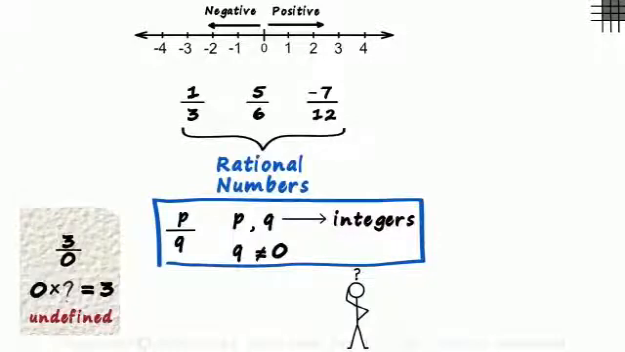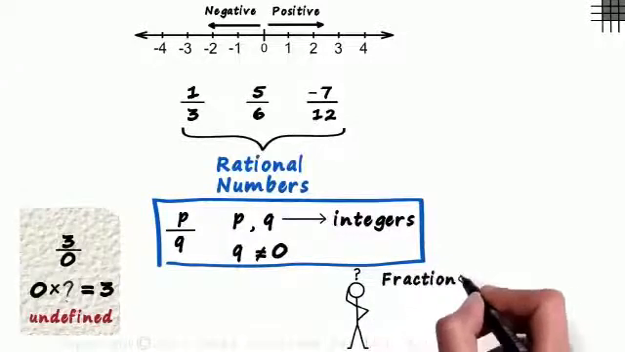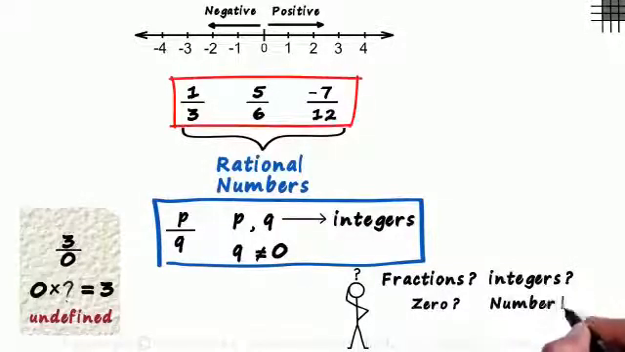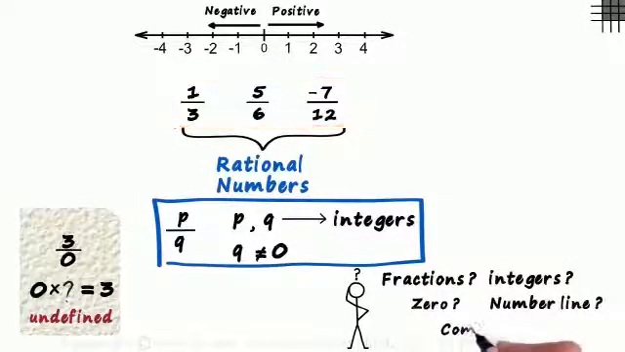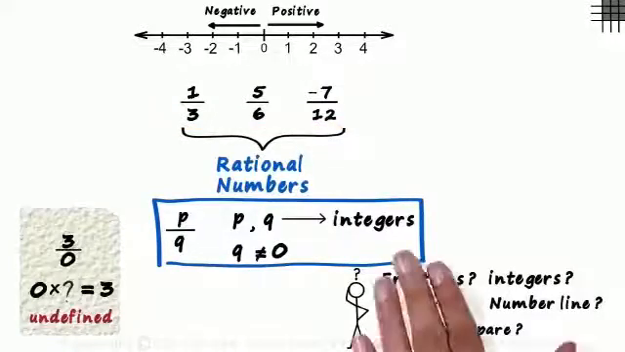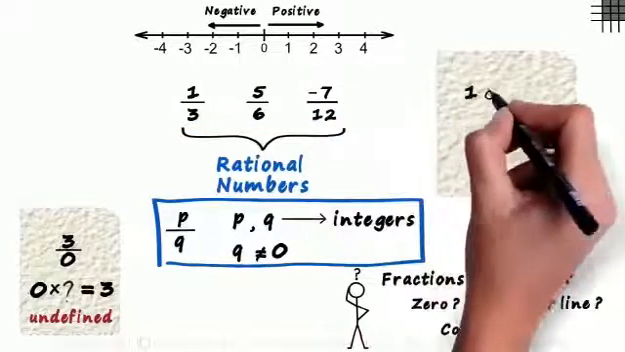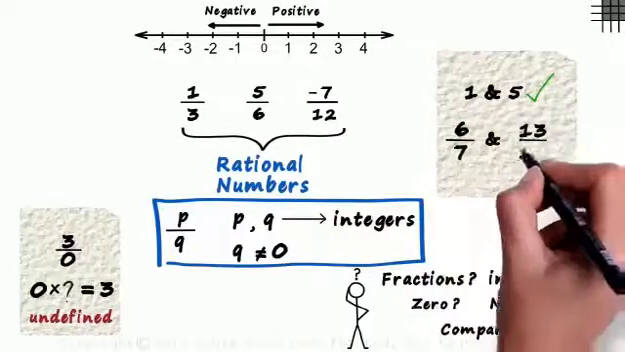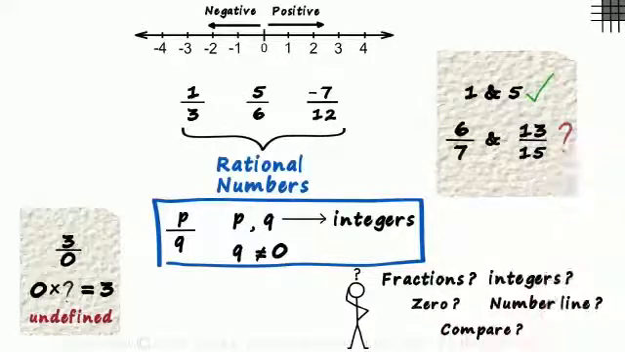What is the difference between rational numbers and fractions? Are integers classified as rational numbers? What about 0? How do we plot such numbers on a number line? And how do we compare two rational numbers? For example, if you're asked to compare 1 and 5, you could easily say that 5 is greater. But what if you're asked to compare numbers like 6 by 7 and 13 by 15? How would you find out which one is greater? Don't worry.